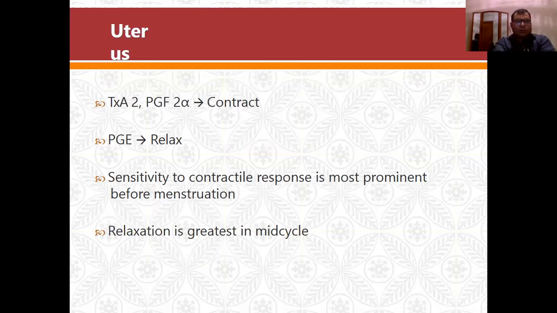Uterus: thromboxane A2 and prostaglandin F2A contract the uterus, and this causes induction of labor. Prostaglandin E2 relaxes, which is the opposite activity of thromboxane A2. Sensitivity to contractile response is most prominent before menstruation. Relaxation is greatest in mid-cycle.